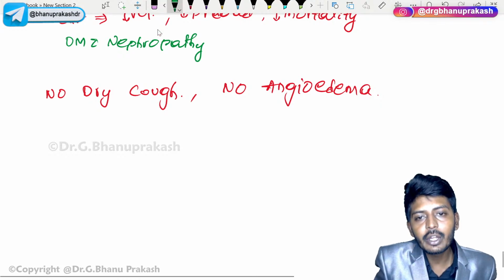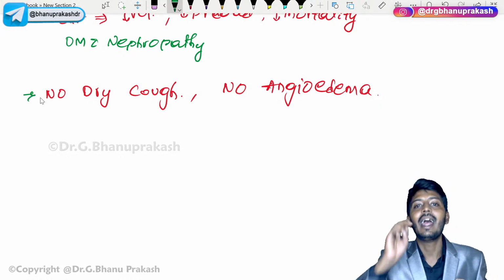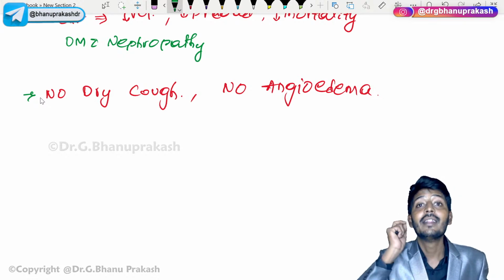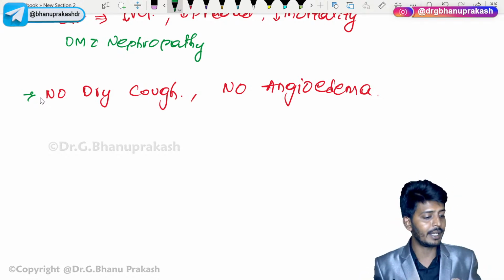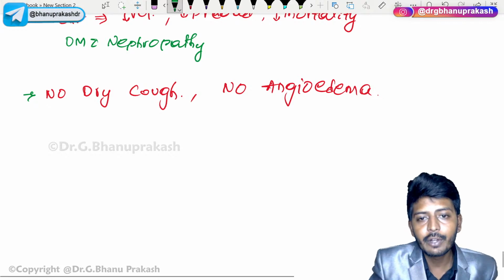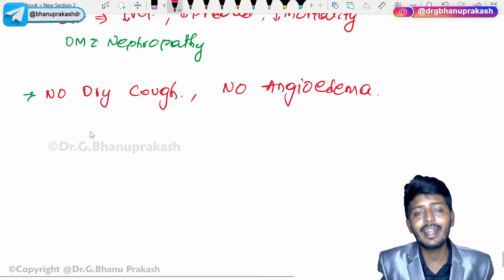So this point you need to remember. What are the advantages of ARBs? Two main advantages: no dry cough, no angioedema. These are the two major advantages of ARBs over ACE inhibitors. This is also a very important point for you. Let's continue to the next interesting thing. What are the drugs?